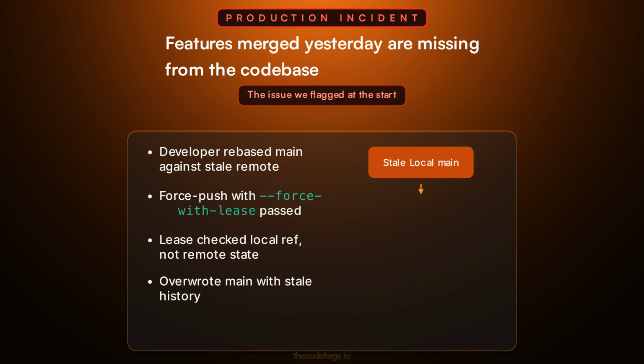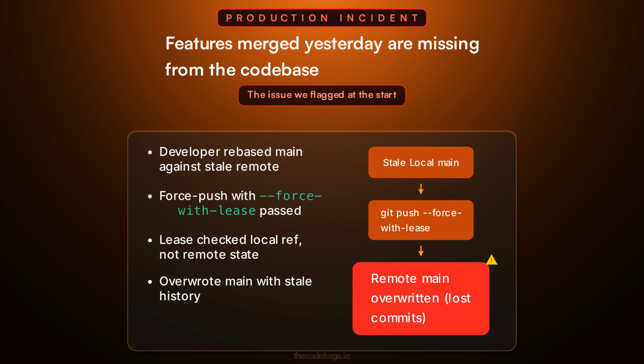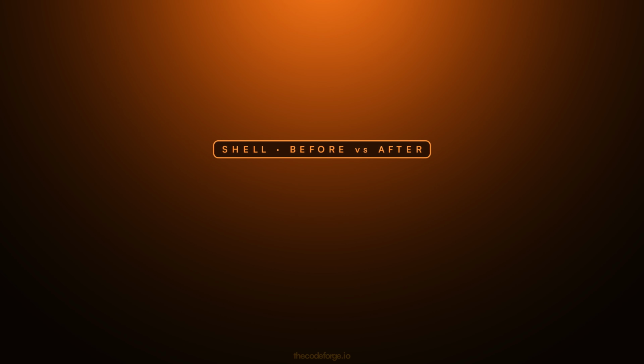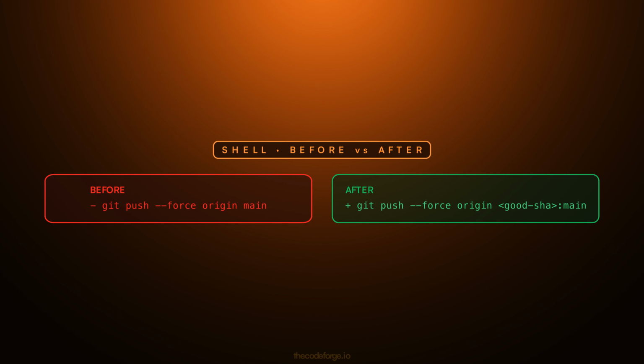This is the same issue we highlighted at the start. Here's exactly why that happened. The developer ran git rebase main on their feature branch, then later rebased main locally against an outdated remote. They skipped git fetch. When they force-pushed with force-with-lease, the lease checked their local ref against what they last fetched, not the current remote state. Since they hadn't fetched, the lease passed, and the force-push overwrote main with stale history, deleting merged features. The developer rebased main locally without fetching, then force-pushed with stale refs, overwriting main and deleting merged features.